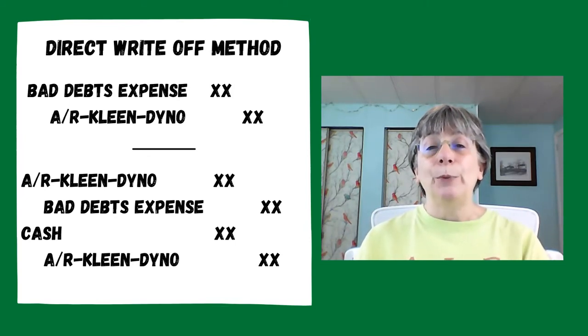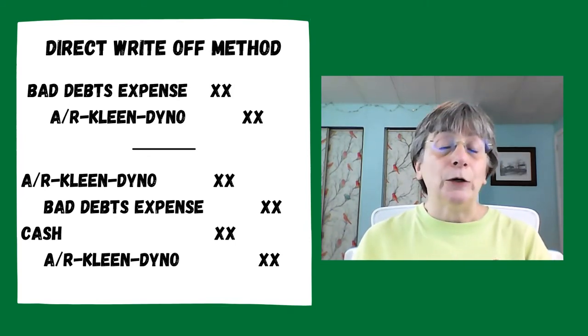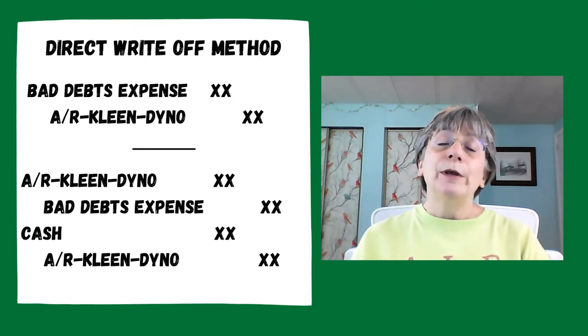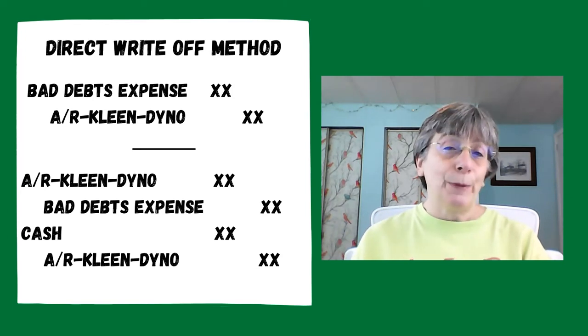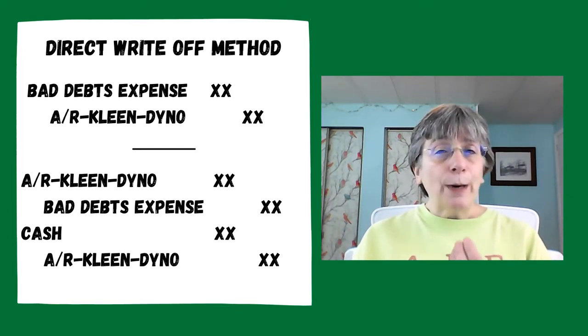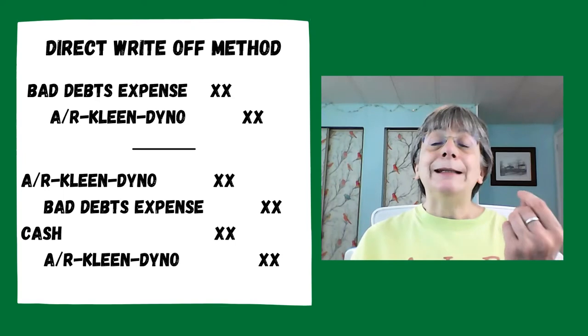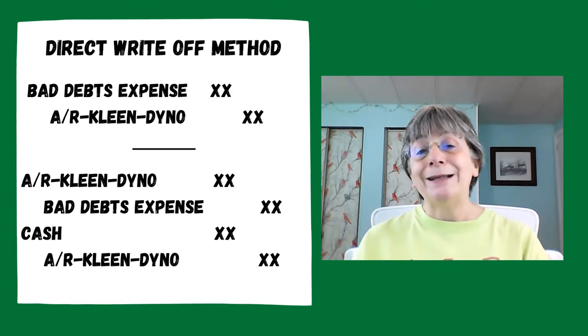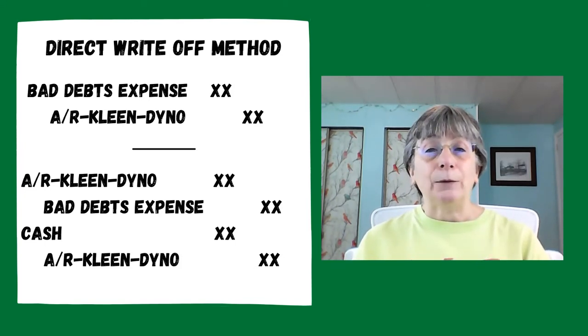So in this case, we'll pick on Clean Dino as an example. So we currently have an outstanding invoice with Clean Dino, and we have gotten notification that they're not going to pay the bill. So our entry under direct write-off method will be a debit to bad debts expense and a credit to accounts receivable Clean Dino to write off that account.